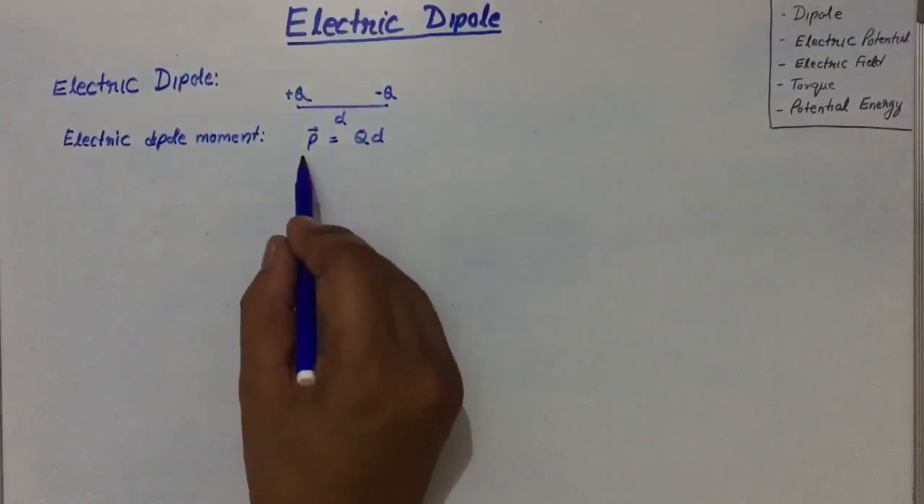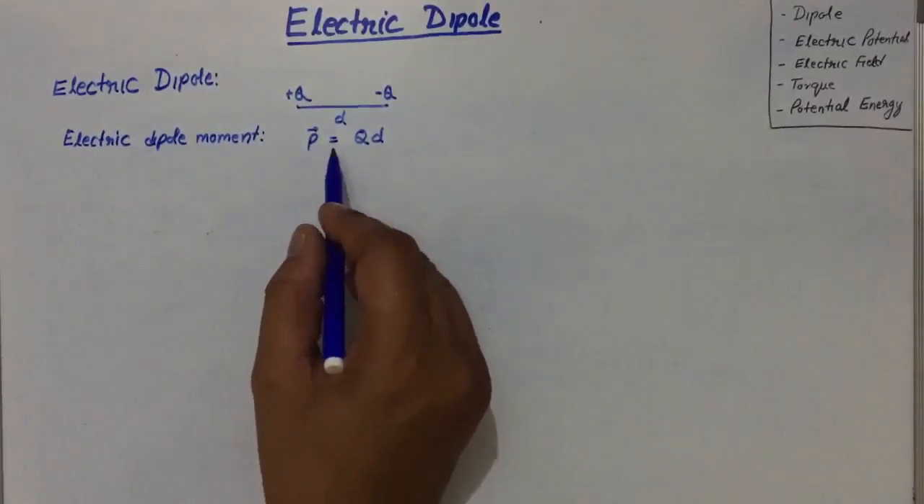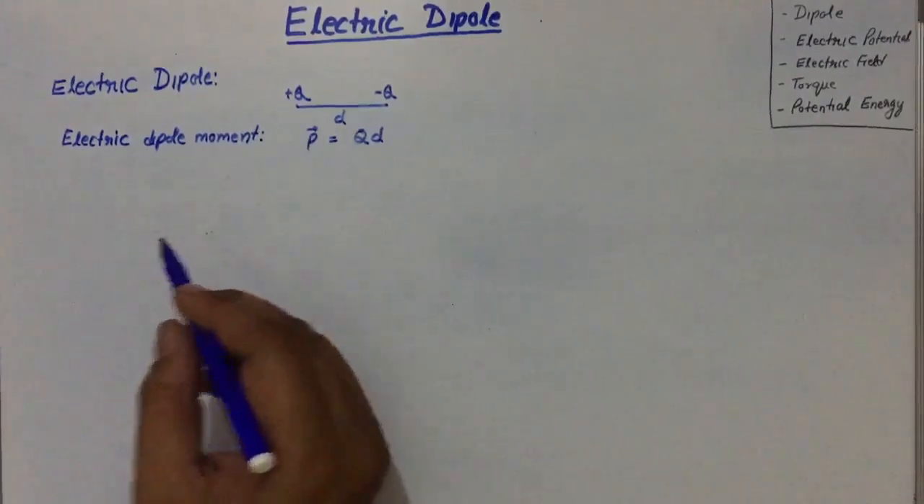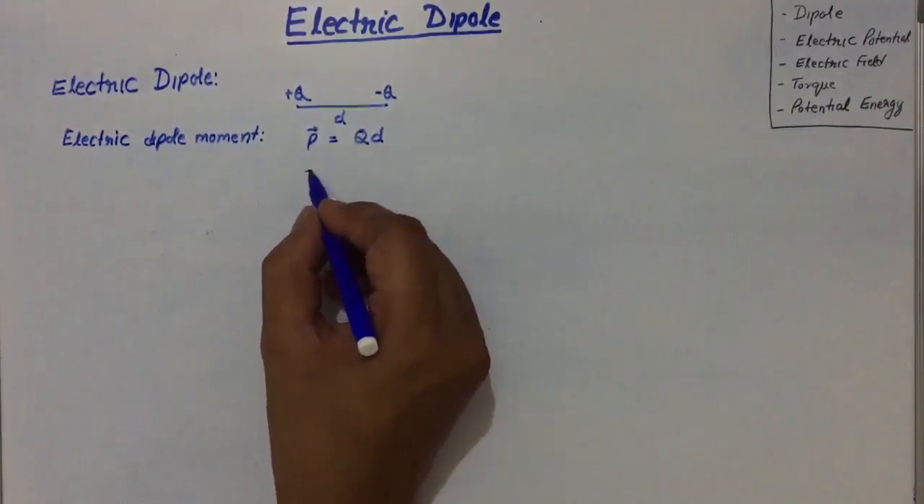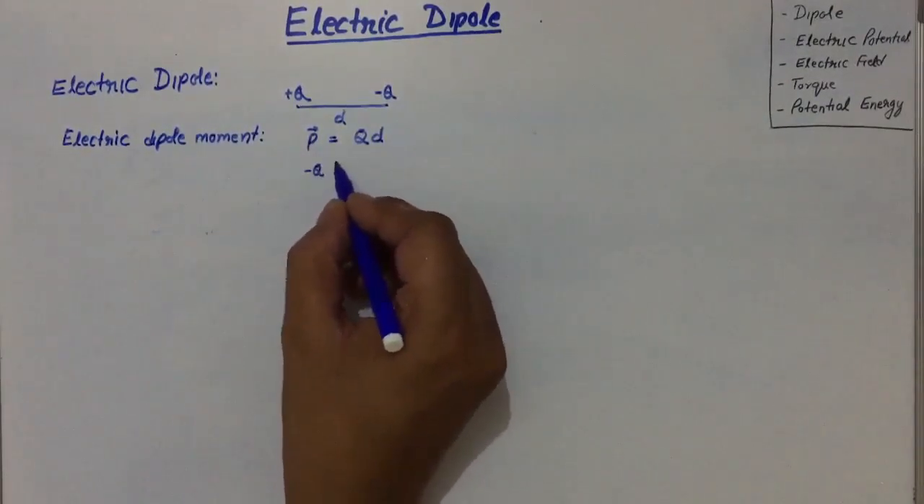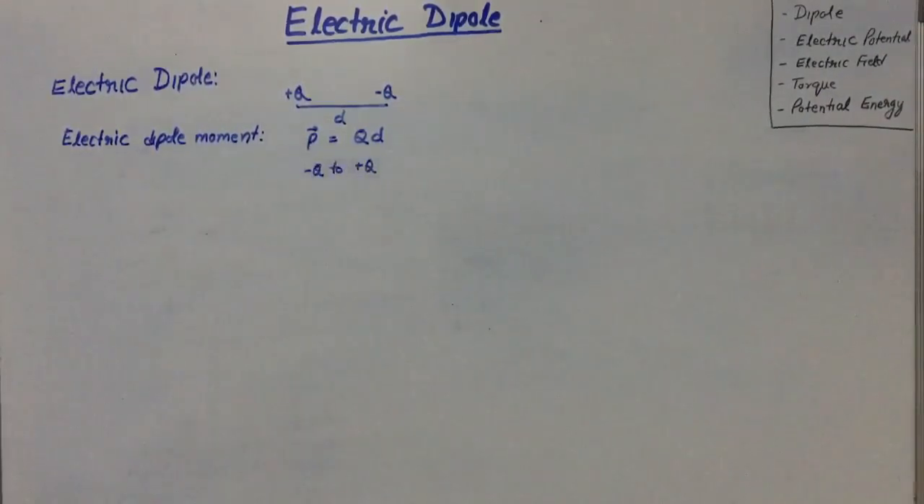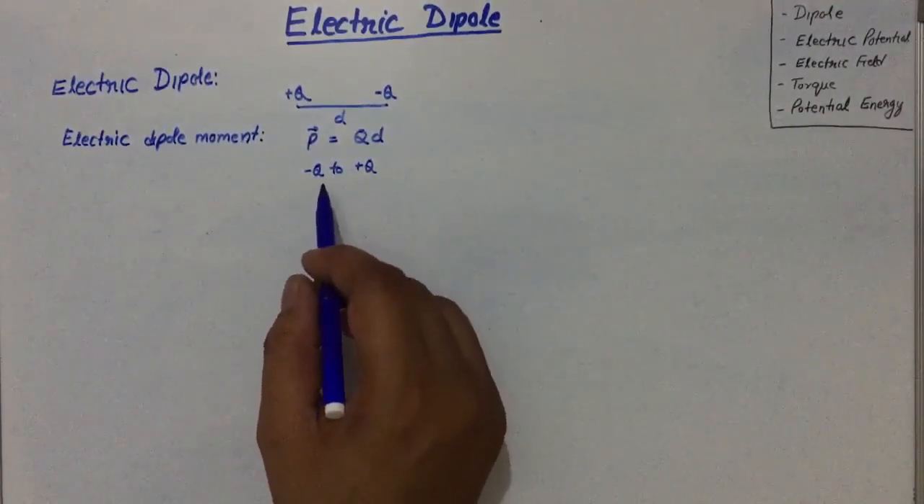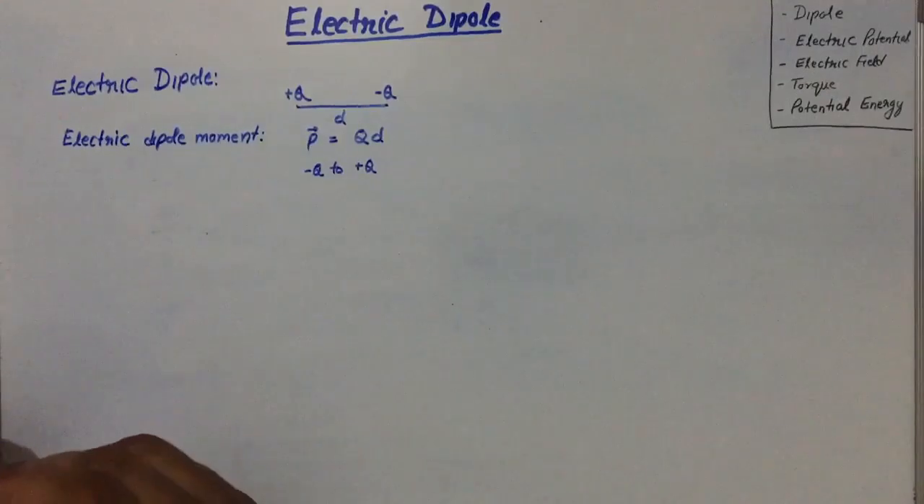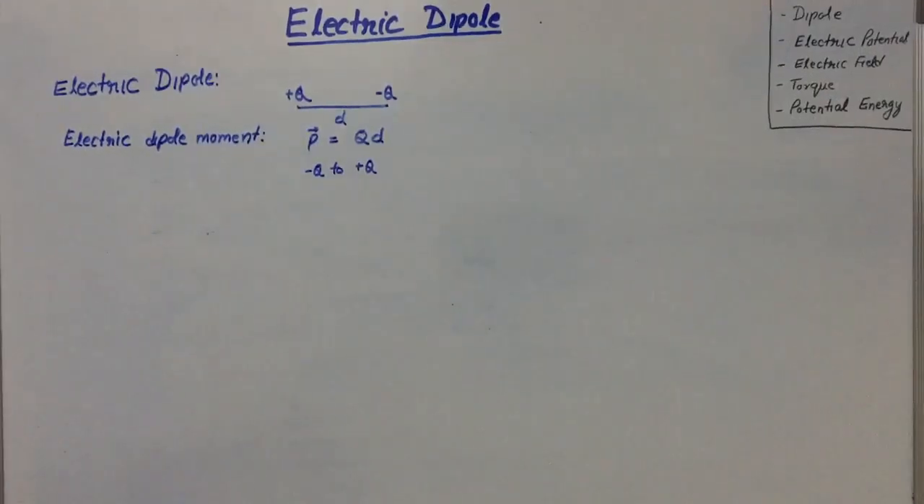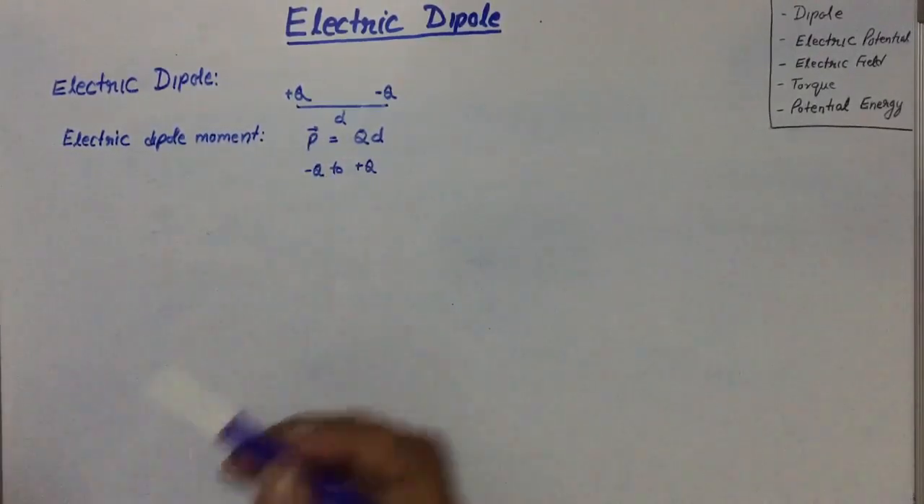As it is a vector quantity, it has a proper direction, and the direction is from minus Q to plus Q, against the electric field. In an electric field, the direction of the field is away from the positive charge. Here it is just opposite to that. These are the basic terms related to the system.